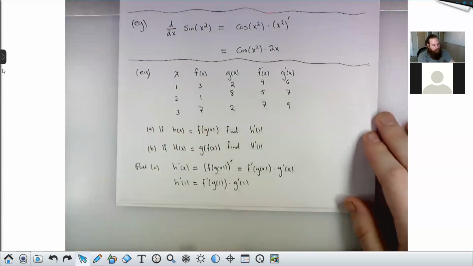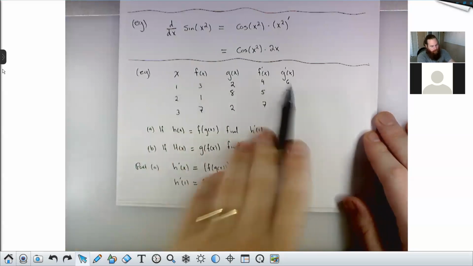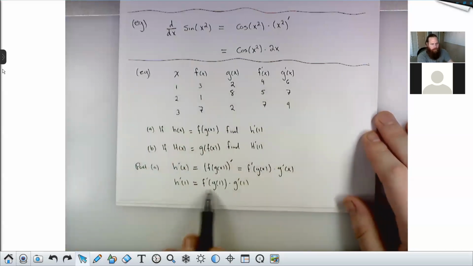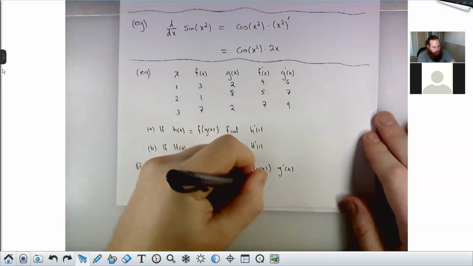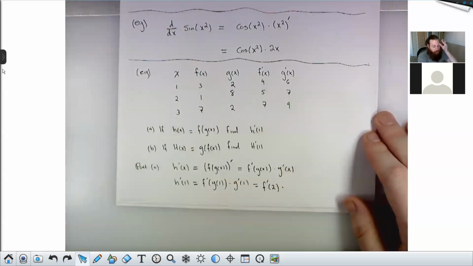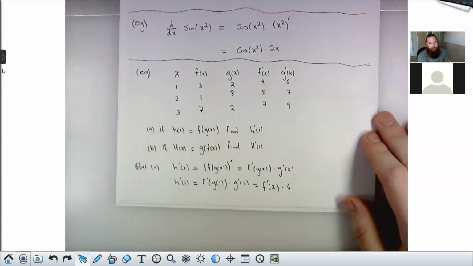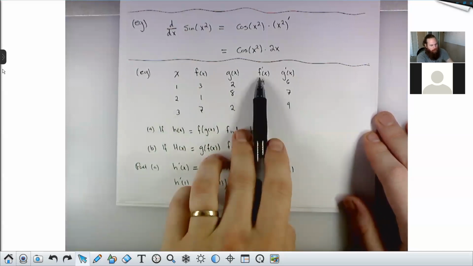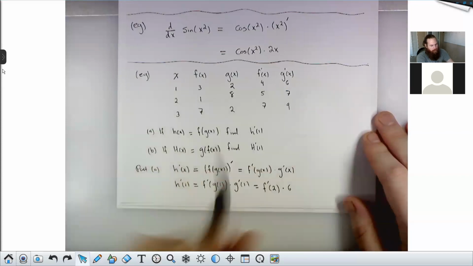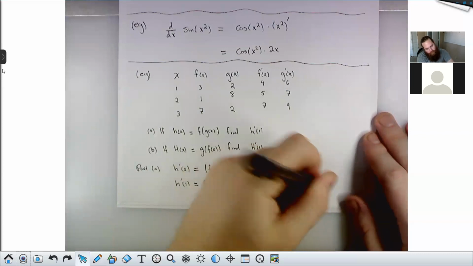And I go back to my table here. So g prime of 1, that's 6. f prime of g of 1, I don't know what that is off the top of my head, but I do know what g of 1 is. g of 1 is 2. So this is f prime of 2 times g prime of 1, which was 6. And then I look back to my table, f prime of 2. Well, here's the column for f prime. f prime of 2 is 5. So this is 5 times 6, which is 30.